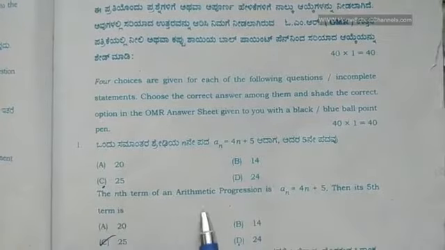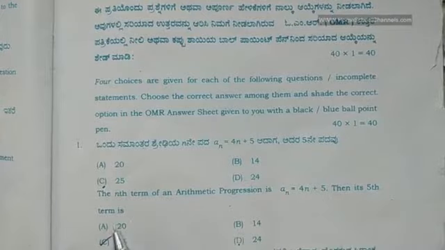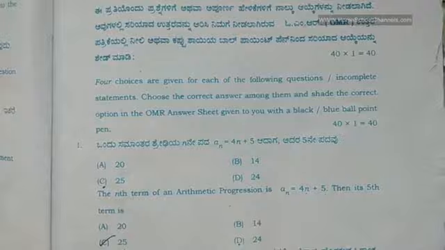The nth term of an arithmetic progression is an equal to 4n plus 5. Then its fifth term is, substitute n equal to 5: 5 fours are 20, 20 plus 5 is 25. First one, answer is option C.